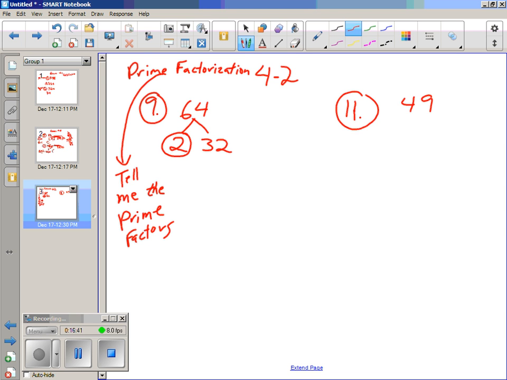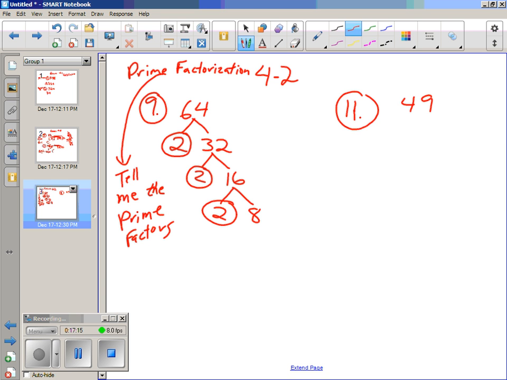Now I'm dealing with 32. Okay? I'm no longer dealing with 64. I'm just dealing with this 32. It's even, isn't it? So let's take out the 2's and say 2 times 16. Now I'm done with 32 and now I'm dealing with 16. And again, it's even, right? So let's take out the 2's. 2 and 8. Now we're dealing with 8.